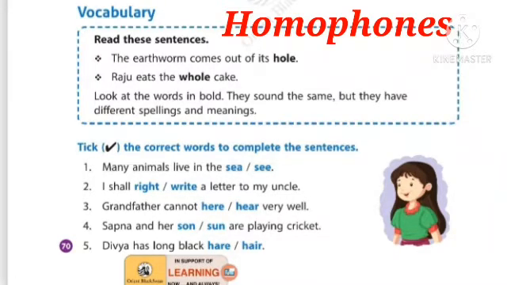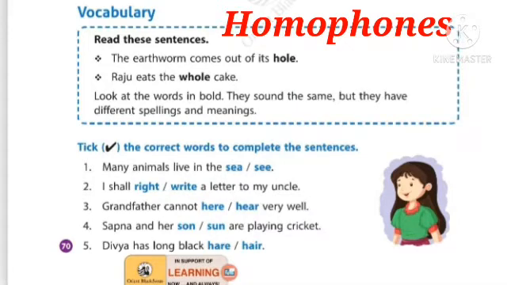Here they are given the words like H-O-L-E, hole, and W-H-O-L-E, whole, in bold. So children, these words we can call homophones. They sound the same. That means they have the same pronunciation, but they have different spellings and different meanings. And below you can see five sentences. Tick the correct words to complete the sentences.